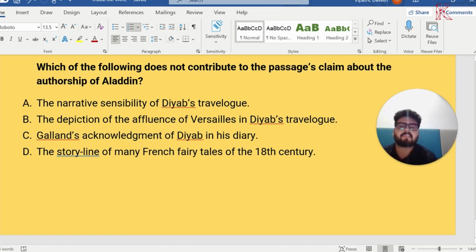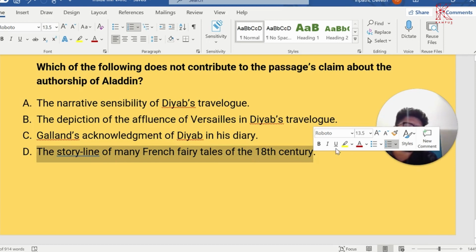The last part, the storyline of many French tales of the 18th century. So the storyline of many French tales of the 18th century was about rags to riches. And this passage is not only about rags to riches, it has various other themes underlined. So rags to riches was just one part of it. So it does not contribute to the claim about who is the author of Aladdin. So this will be the right answer. People would have gone ahead and marked C and they would have gotten it wrong.